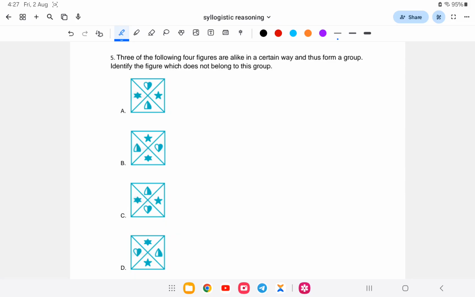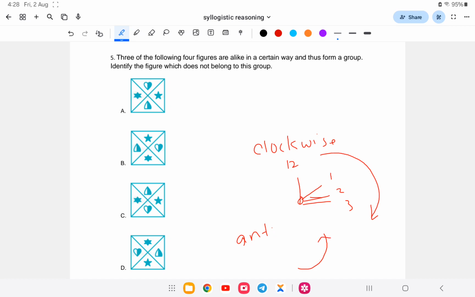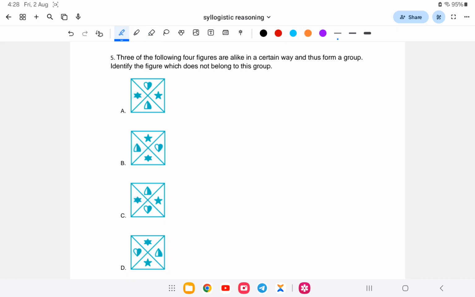There is a square and the other figures. In these figures, the numbers go in a clockwise or anti-clockwise direction, the same in each case. Like on a watch, that means 12, 1, 2, 3. In one direction it goes clockwise, and in the other it is anti-clockwise, the opposite, that means 3, 2, 1. So the direction is the same in all the figures. Let us take the first figure and check the direction at each position.